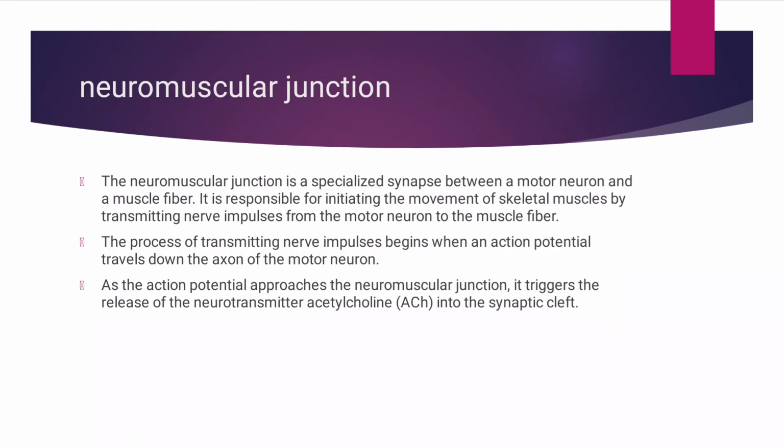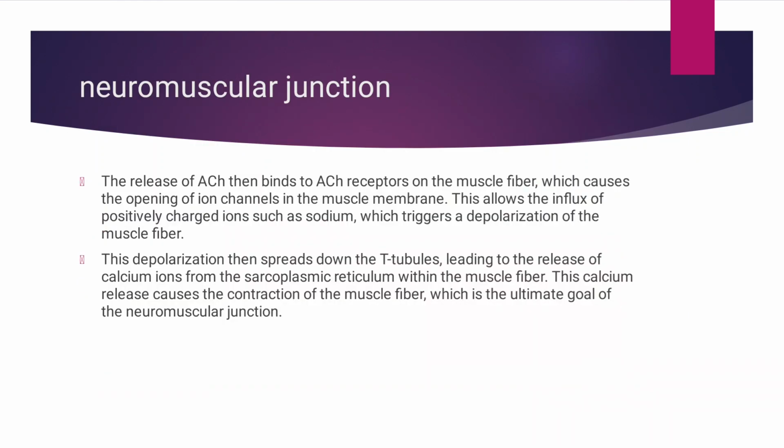Here in this neuromuscular junction, the process of transmitting the nerve impulse begins when the action potential travels down the axon of the motor neuron. As the action potential approaches the neuromuscular junction, it triggers the release of a chemical called acetylcholine into the synaptic cleft. The released acetylcholine binds to the acetylcholine receptors on the muscle fiber, which causes the opening of ion channels in the muscle membrane.